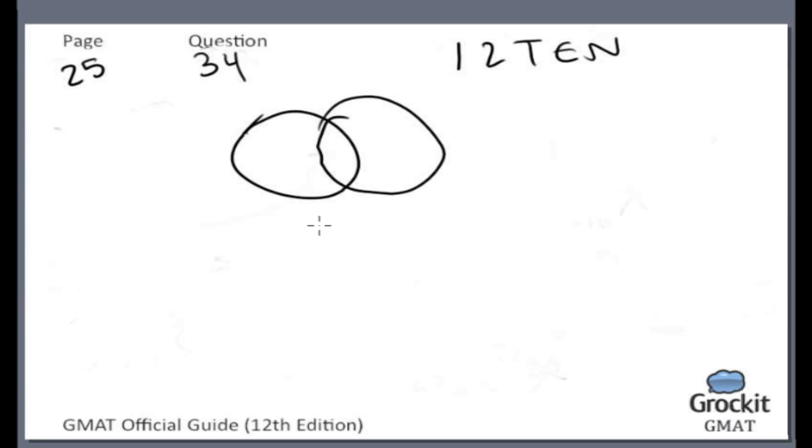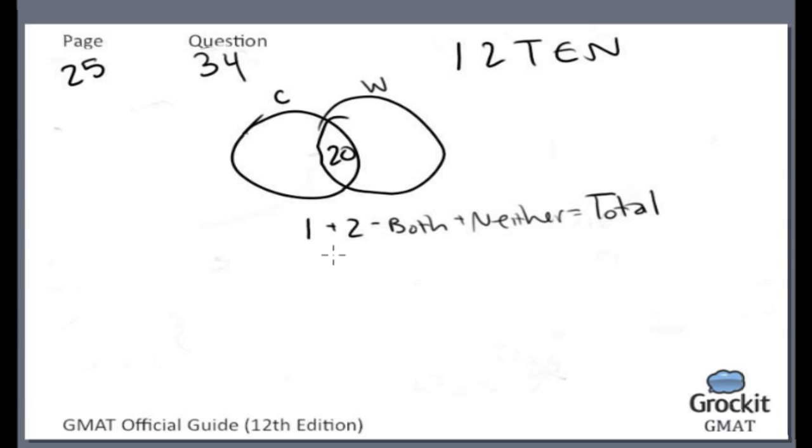And remember that the total is always going to be number 1 plus number 2 minus those that are both plus those that are neither equals the total. We know from the original statement that 20% required both computer and writing. So we'll call this computer, we'll call this writing, and there's 20% that require both. We know it's 1 plus 2 minus 20 plus neither equals 100, because these are percentages, not actual numbers. The question is asking what percent required neither computer skills nor writing skills, so neither is the one we're after. We need to figure out the value of 1 and the value of 2 in order to get sufficiency.